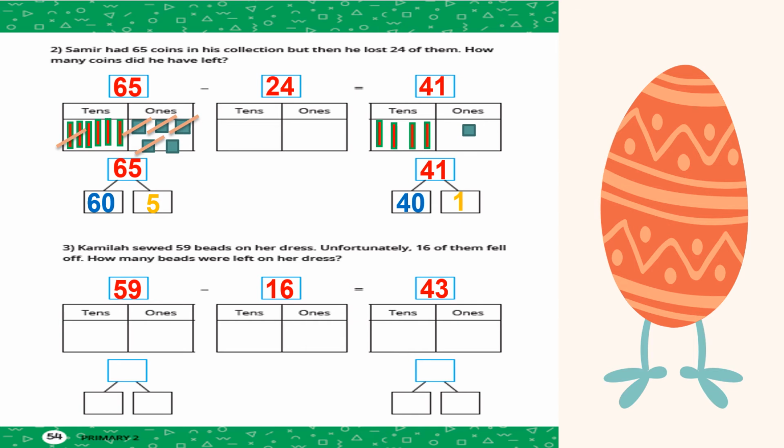59. How many sticks do we have? 5 sticks. How many small squares? 9 small squares. Let's decompose 59. 50 plus 9.